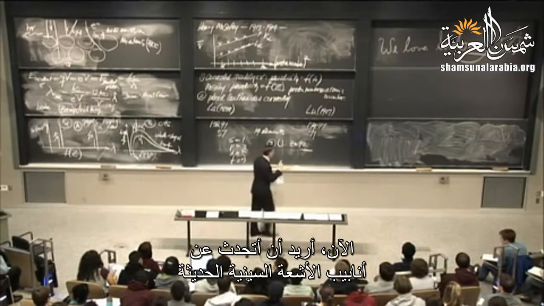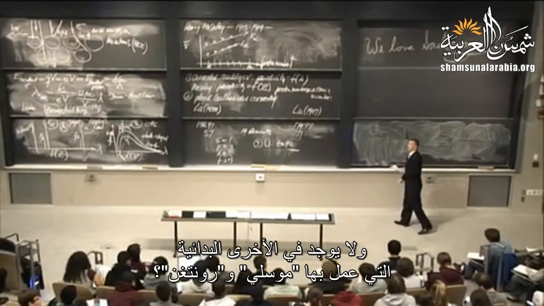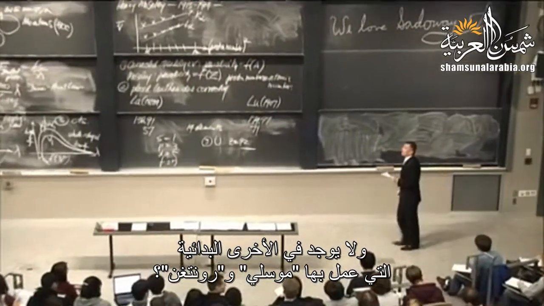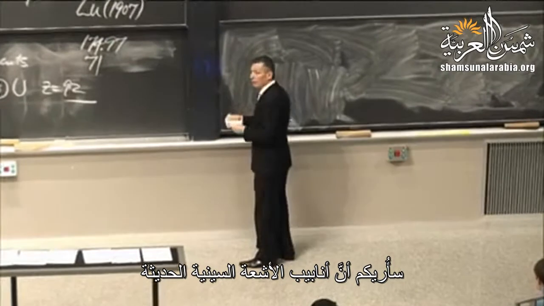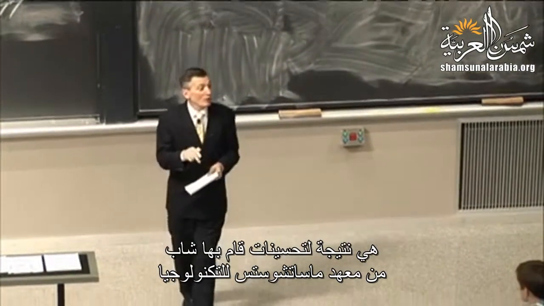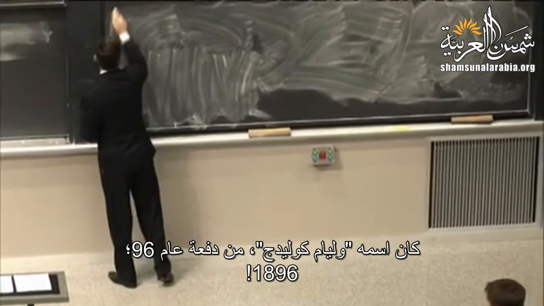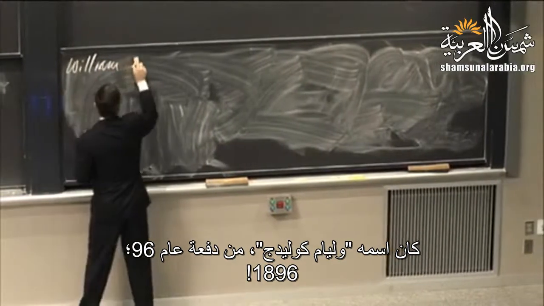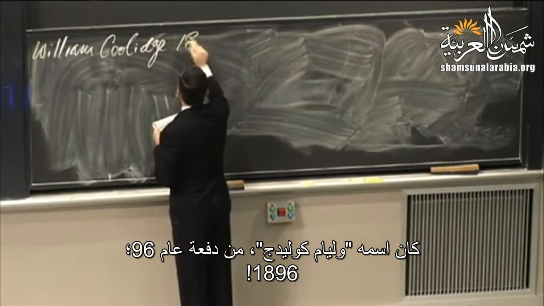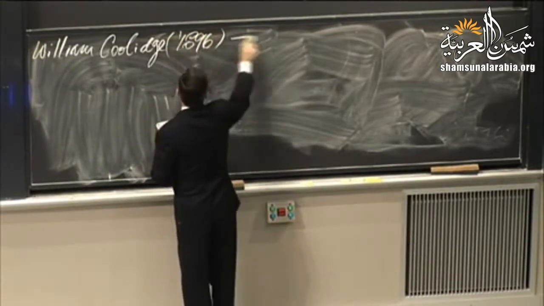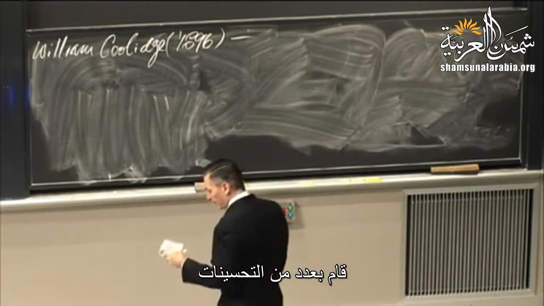But now I want to talk about modern X-ray tubes. What do modern X-ray tubes have that these primitive ones that Moseley and Röntgen worked with didn't have? So I want to show you that the modern X-ray tube is the result of improvements made by an MIT alum. His name was William Coolidge, class of 1896. And he made a number of improvements.